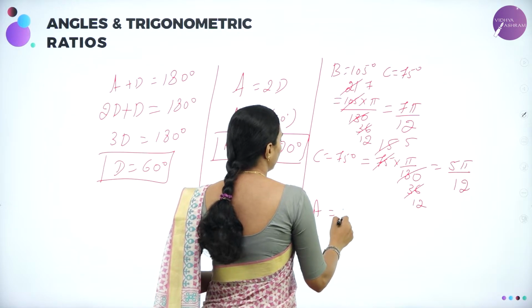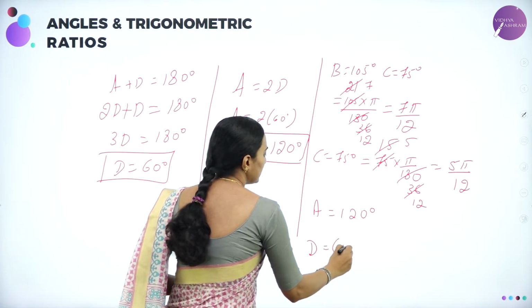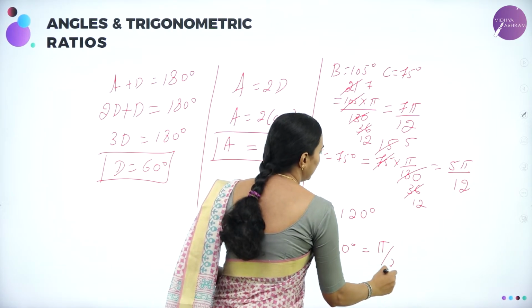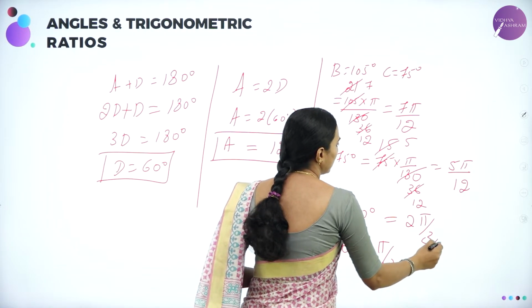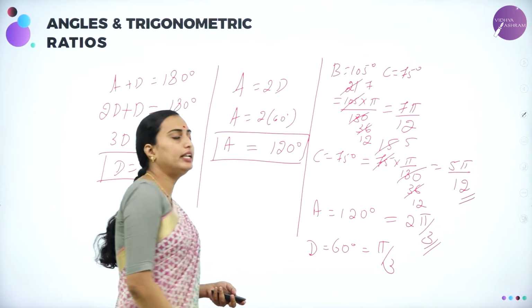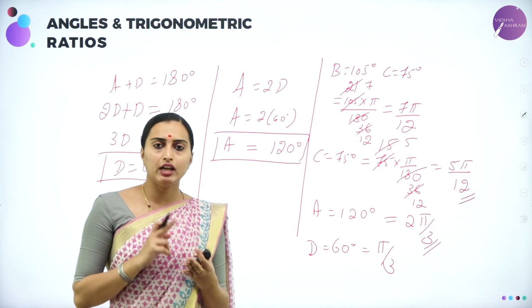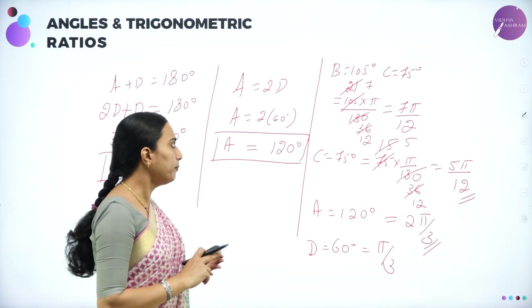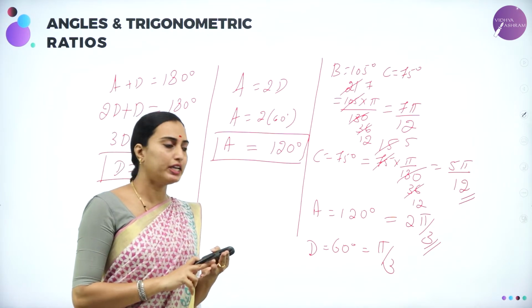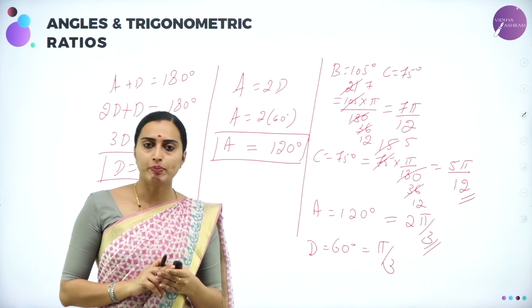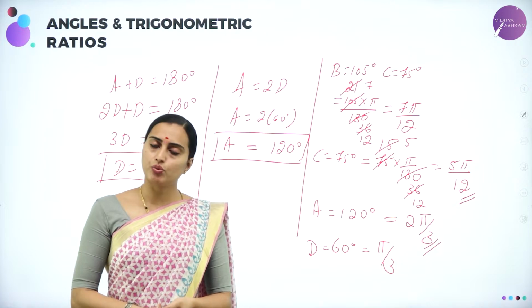A is equal to 120 degrees. You know already D is nothing but 60 degrees. 60 degrees can be represented as pi by 3. So 120 degrees can be represented as 2 pi by 3. That's it. So the degrees are 105 degrees, 75 degrees, 60 degrees, 120 degrees. Respectively, the radians are 7 pi by 12, 5 pi by 12, pi by 3 and 2 pi by 3. I think you understood this one, how to convert a degree to a radian.